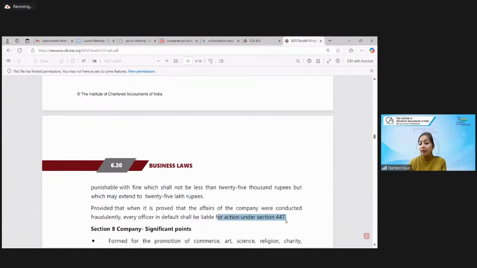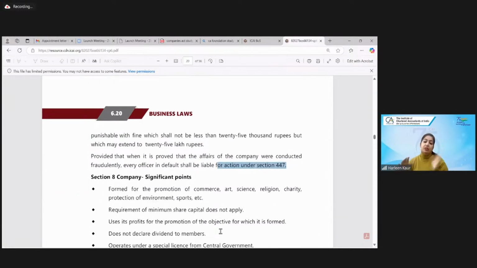Also, they will be held liable for action under 447. 447 is your CA Intermediate part. It is the liability for fraud. Any person, any company which is committing fraud is held liable under section 447.